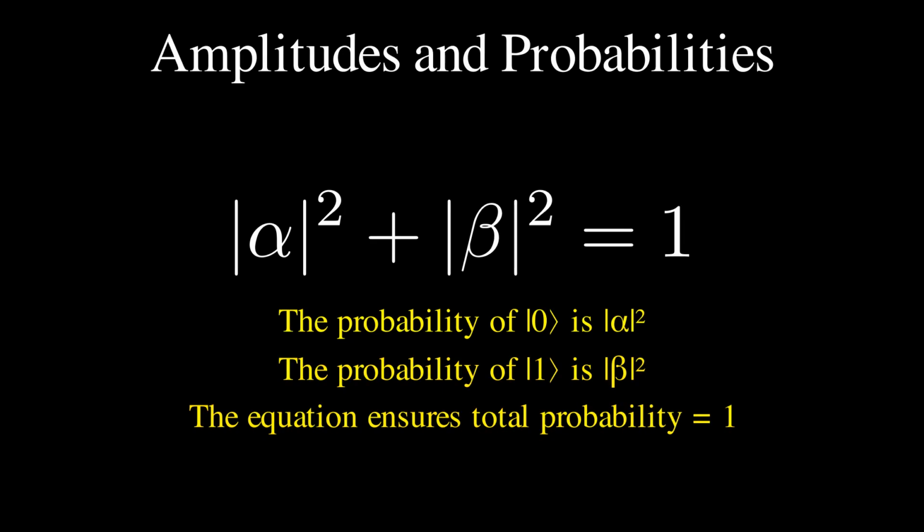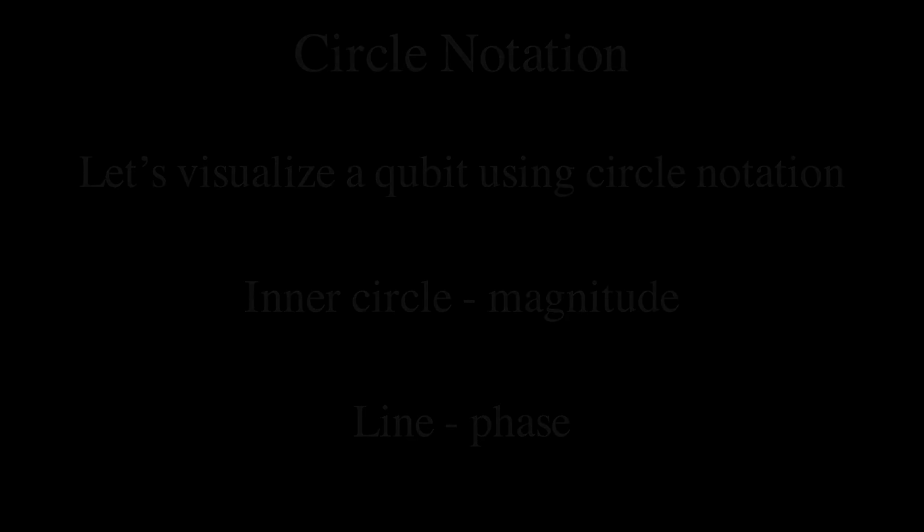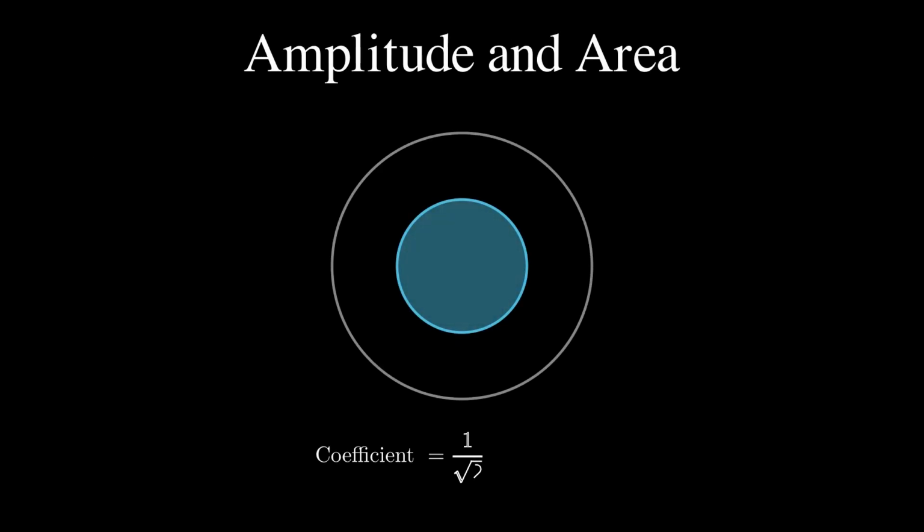Now we're going to look into a graphical representation of a qubit, which is called circle notation. A quick note is that the inner circle represents the magnitude and the line represents the angle of the qubit. Looking at the inner circle, it is determined by the coefficient of the qubit state. The size is proportional to the area of the circle and is found by squaring the coefficient. In this example, the coefficient is 1 over square root of 2, so the inner circle should be half the size of the original circle because the coefficient squared is 1/2.